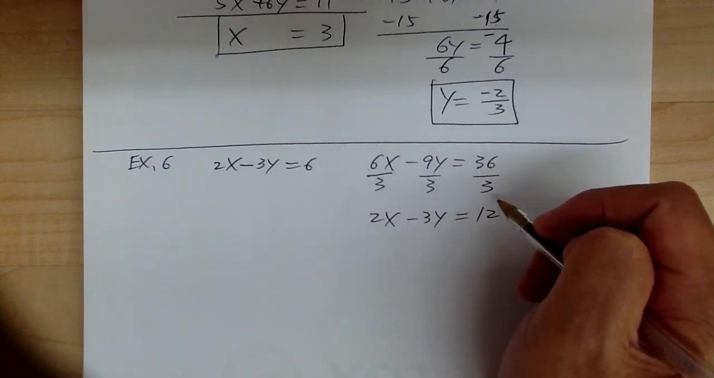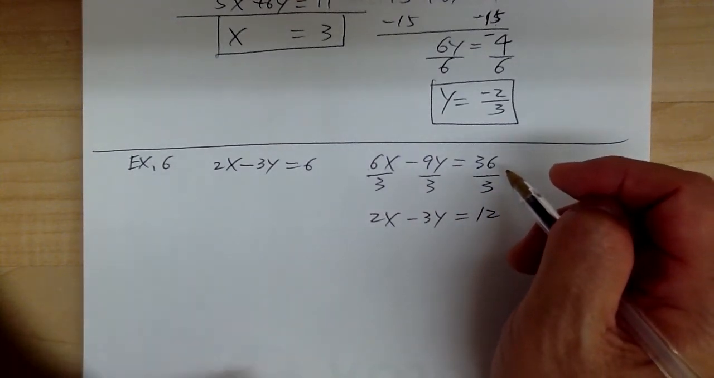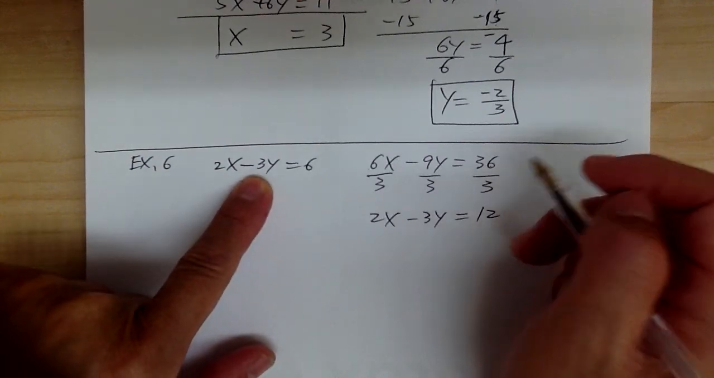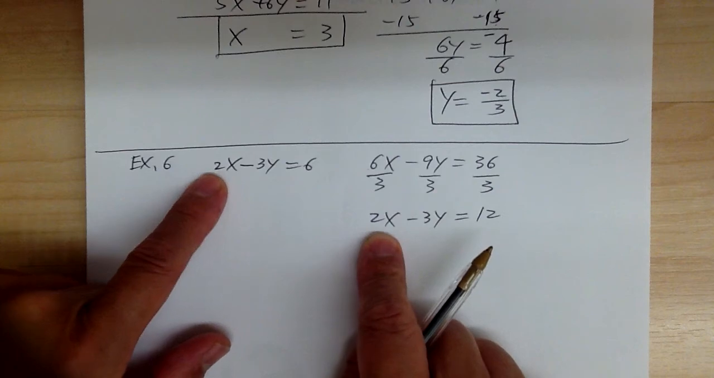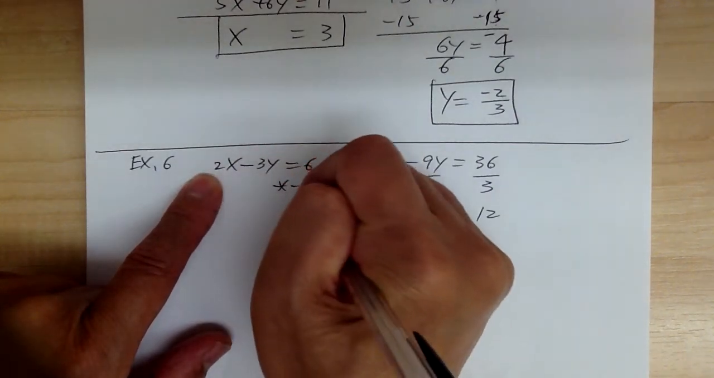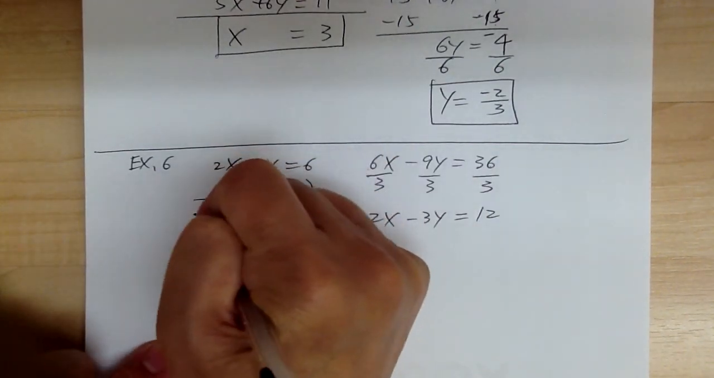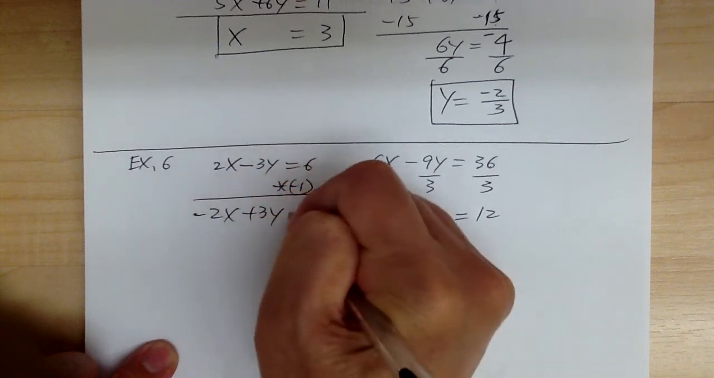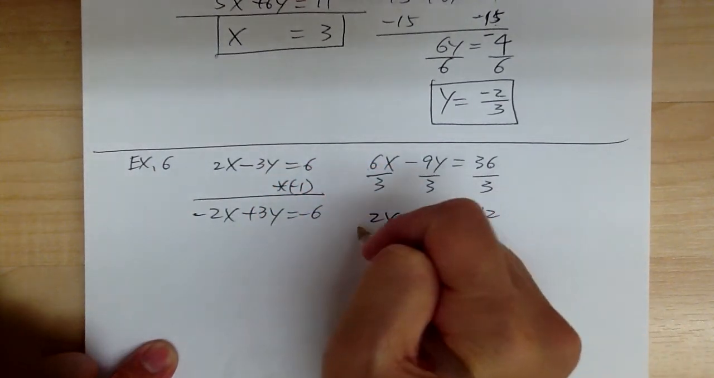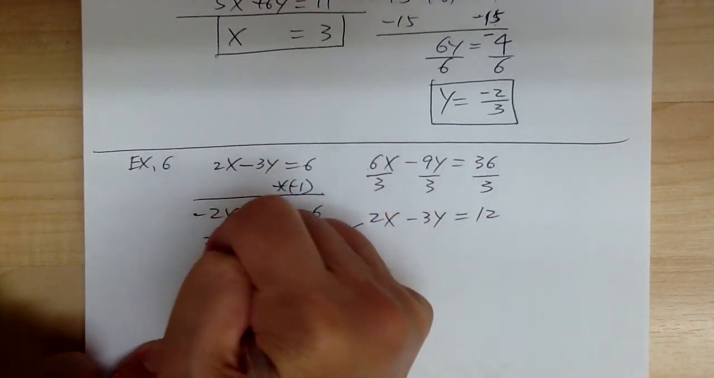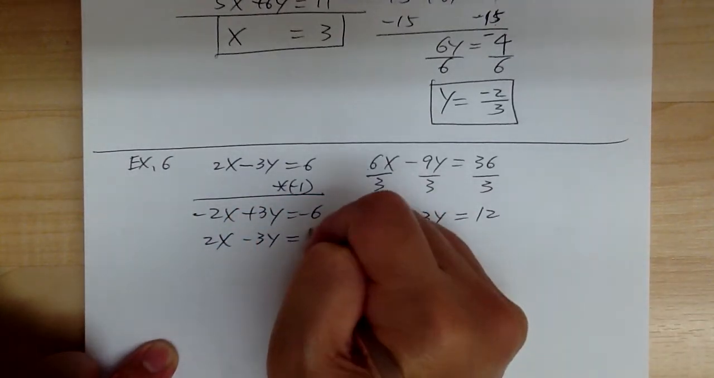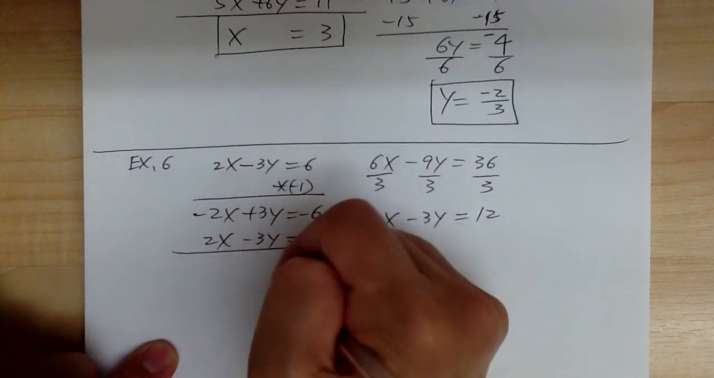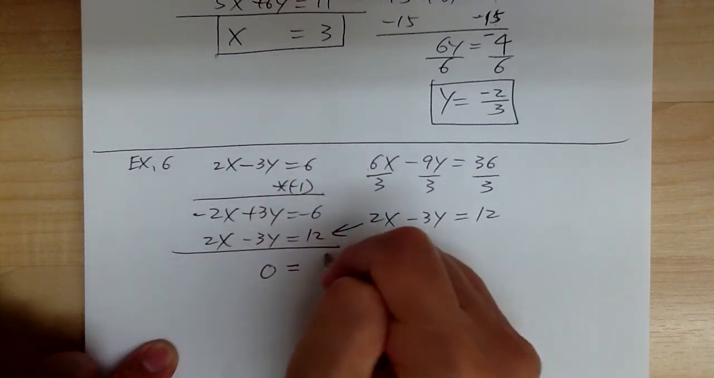Okay? And then what I'm going to do is I'm going to multiply this by -1. I'm going to make them opposite. I'm going to make the x opposite. Okay? So I need to multiply this by -1. So I get -2x plus 3y equal to -6. Then I'm going to put this under here. Right? So you get 2x minus 3y equal to 12. Now when you add, you're going to get 0 equal to 6.